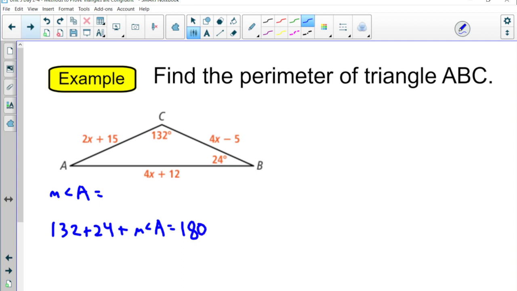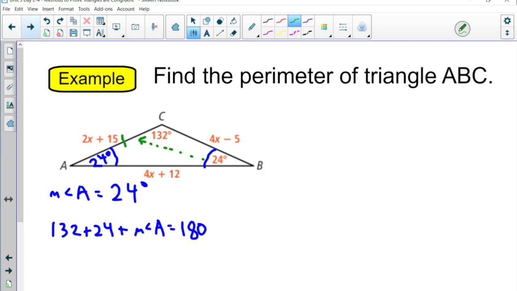It's using the fact that the angles add to 180 degrees. So 132 and 24, that's 156. And if I take that away from 180, then I get that the measure of angle A has to be 24. And that's great news. If they're both 24, that means they're congruent. And if they're congruent, that means that the sides across from them are congruent.